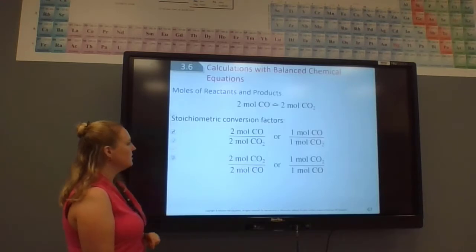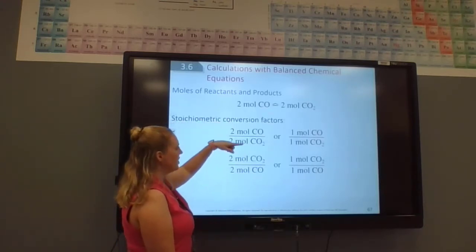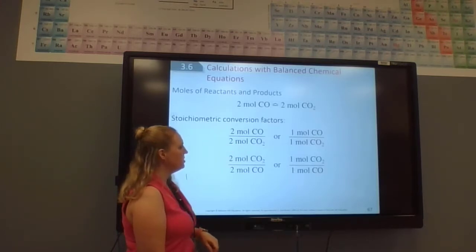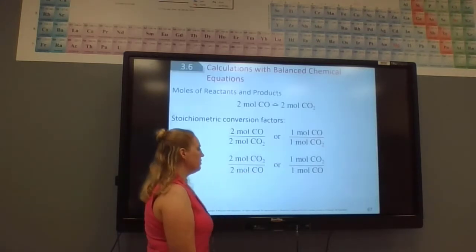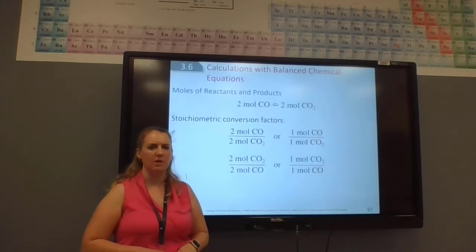So let's look at what I mean. We can write these as ratios. So 2 moles of carbon monoxide to 2 moles of CO2, or that would simplify down to 1 to 1 if we wanted to. We could also flip this so it has carbon dioxide at the top. Why might we flip that?